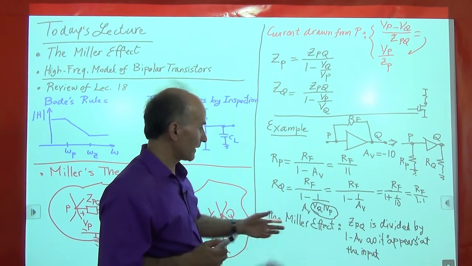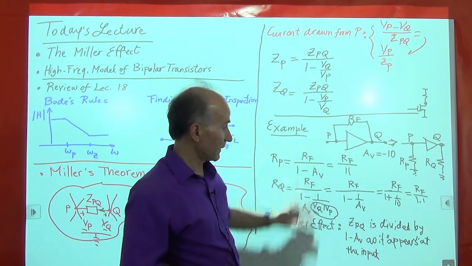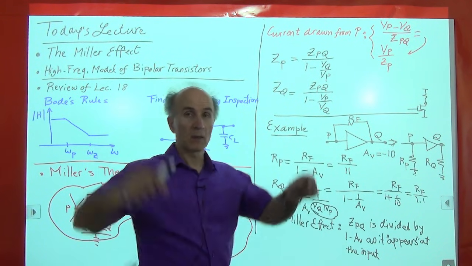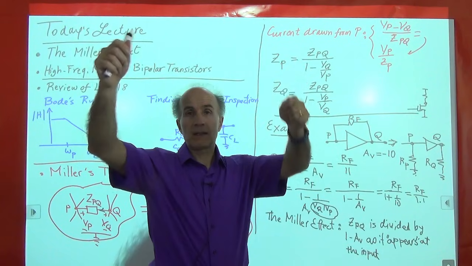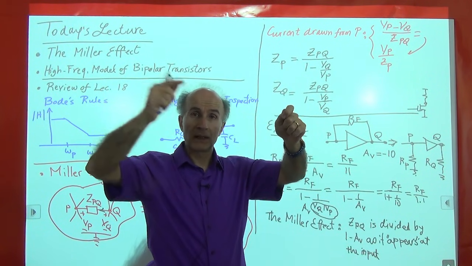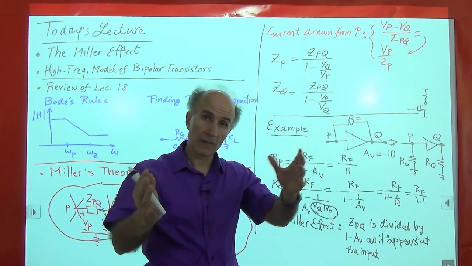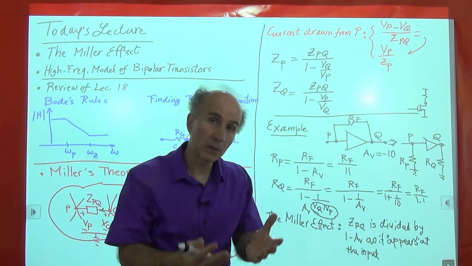Okay, so when we say Miller effect, at least in the context of what we have studied so far, it just means that there was an impedance between, let's say, the input and output of an amplifier, and this impedance got divided by 1 minus AV when it was decomposed, and one part of it became the input impedance of the circuit.